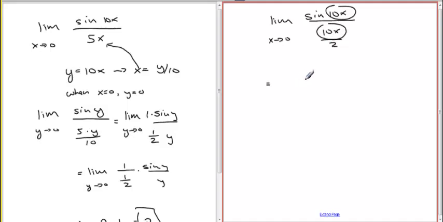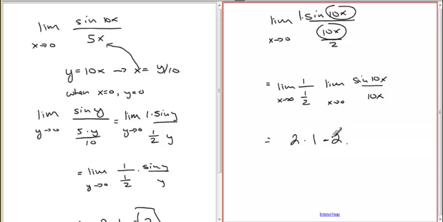So what you end up with is this 1/2. You get 1 from the numerator and then 1/2 from the denominator. And then you have the second part here, sine of 10x over 10x. And because these are the same, I can still use the squeeze theorem. And the limit of a constant is just that constant. And you get the answer.